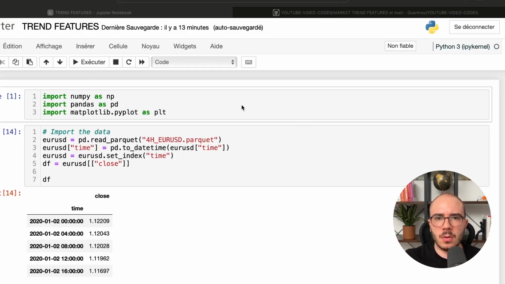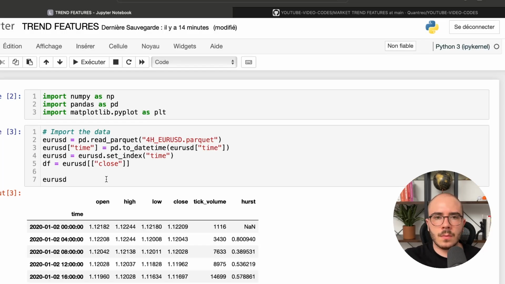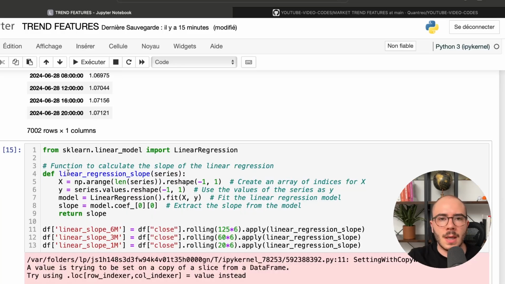First of all, we need to import some libraries. Then we extract our dataset, so the open, high, low, close, volume and the Earth exponent between the 4-hour time frame, which comes from one of our previous videos. This time we'll just extract the close price. Then we'll take a function that we already know, the linear regression slope. And it's pretty easy to use.